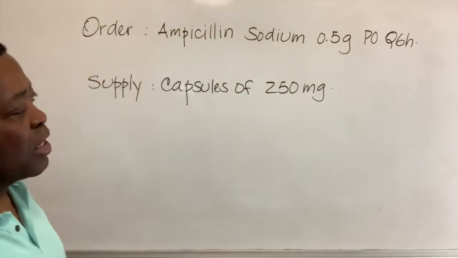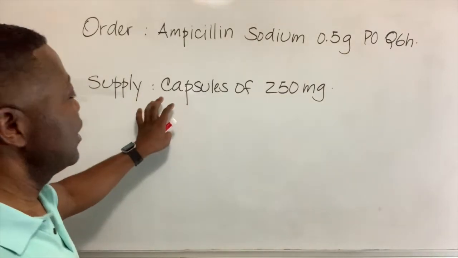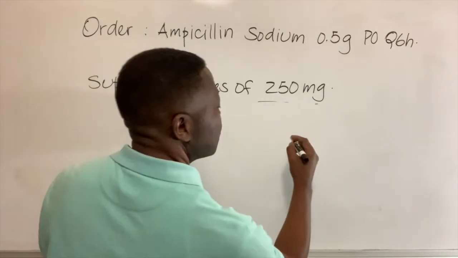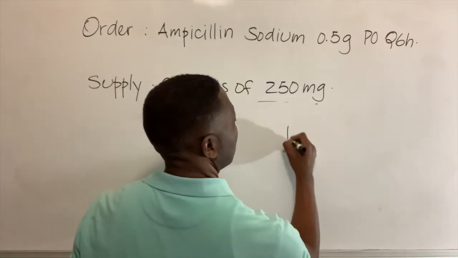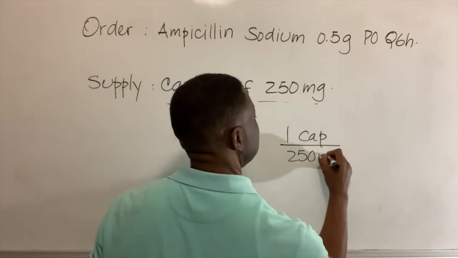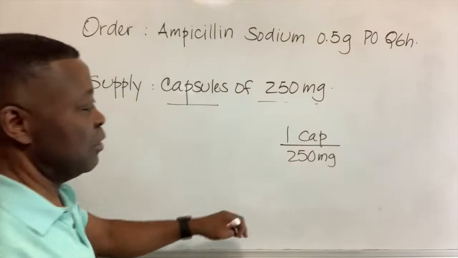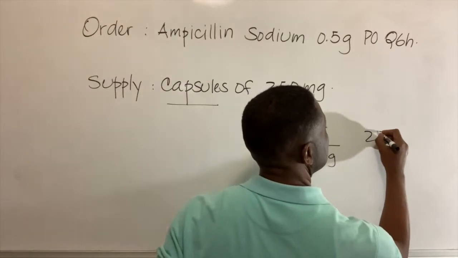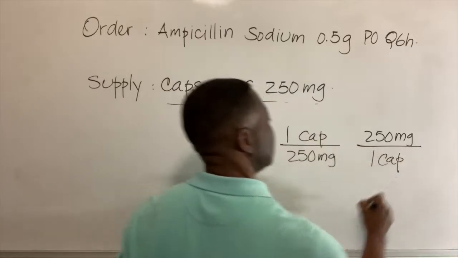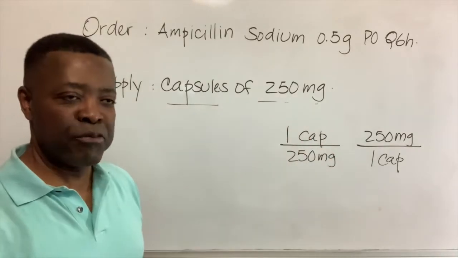So which of these two am I going to use as equivalent to form my ratios? The supply. Always use the supply, all right? So in my supply, I have capsule of 250 milligram. So here's my ratio. One ratio will be 1 capsule over 250 milligram. That's one. The other one will be what? I flip the milligram and the capsule. The second ratio will be 250 milligram over 1 capsule. So I'm going to use one ratio or the other to solve my problem.